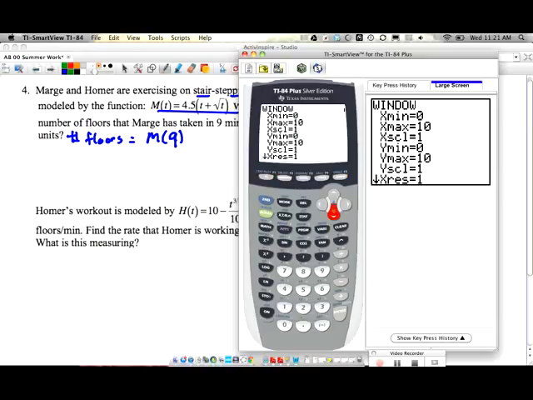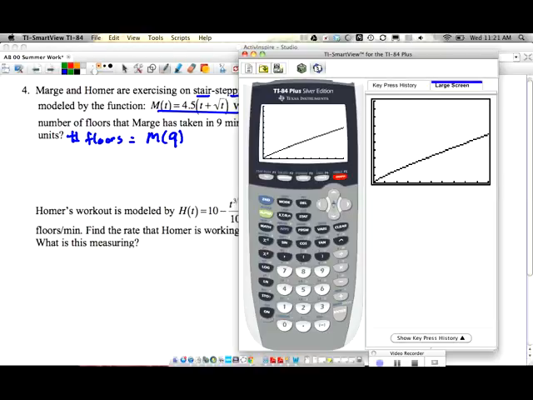So let's go back to our window and let's go up to 100 floors. Now, since we're going all the way up to 100, we're not going to count by ones. We're going to count by tens. So I'm going to change the y scale to 10. So we'll count by tens there. All right, that looks a little bit better.